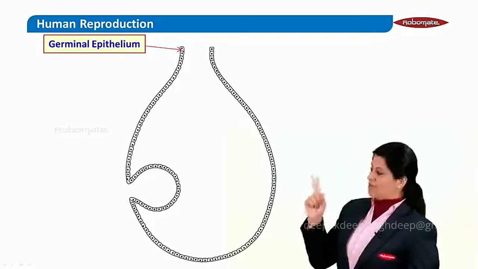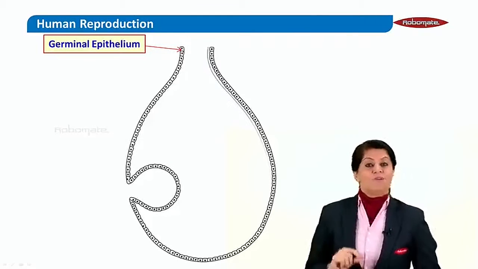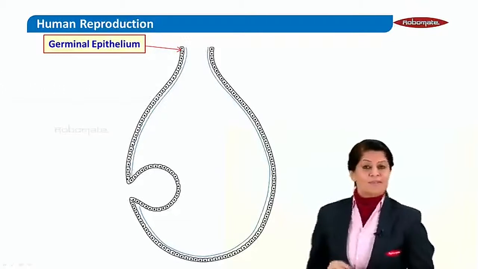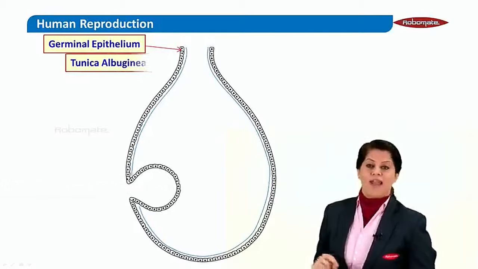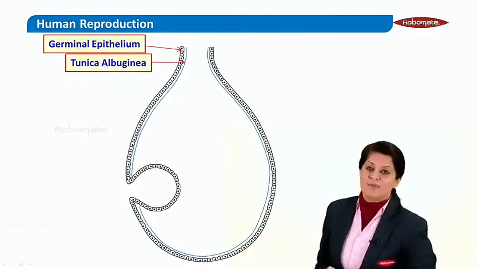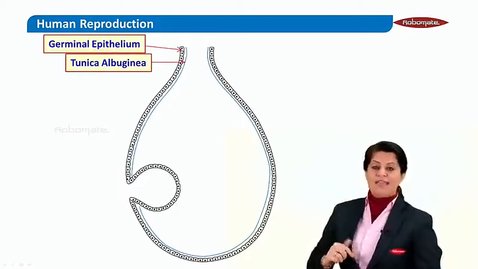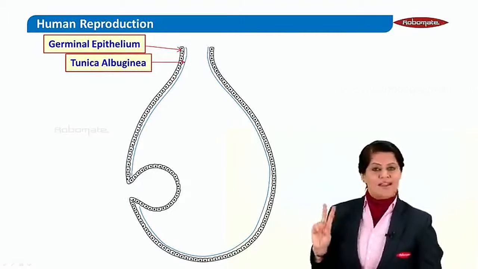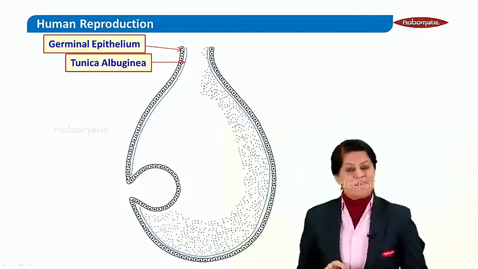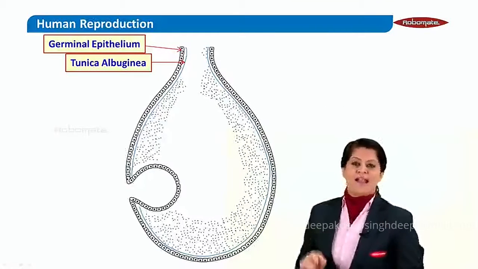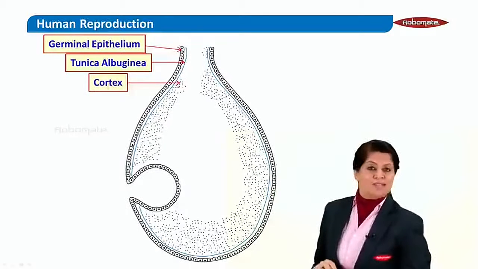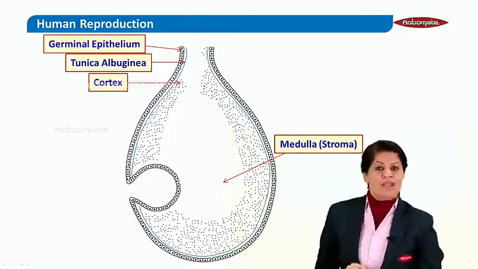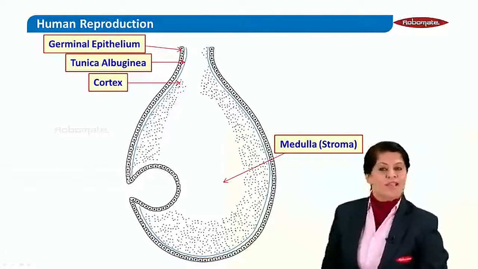Just below this layer is a layer of fibrous connective tissue, which you are seeing here in blue color. This fibrous connective tissue layer we call the tunica albuginea. Inside these layers, the entire tissue of the ovary is divided into two regions. The peripheral region, which is a very active region, is called the cortex, and the middle region is called the medulla, where the tissue we call the stroma.